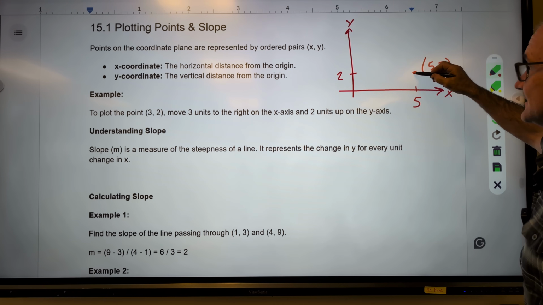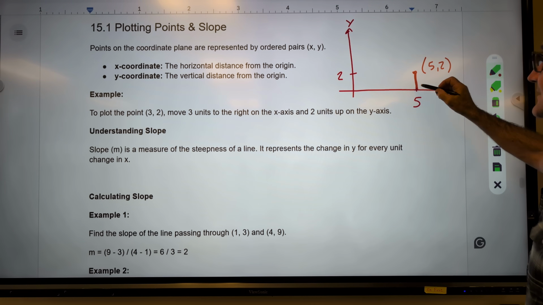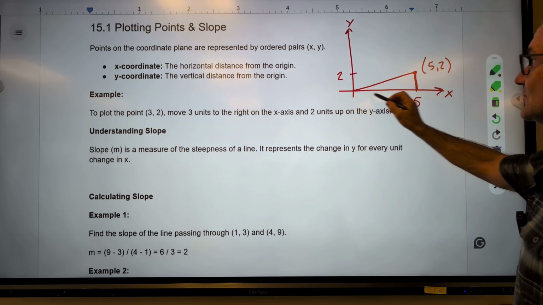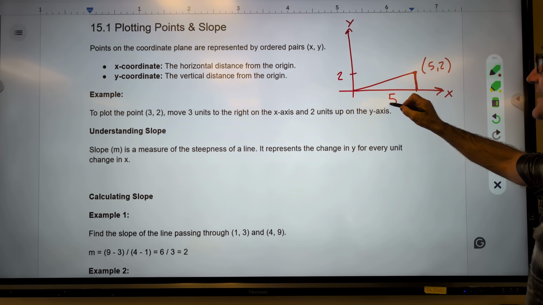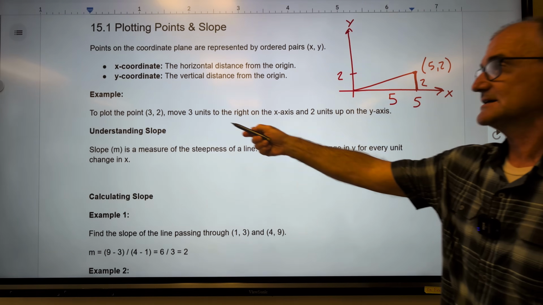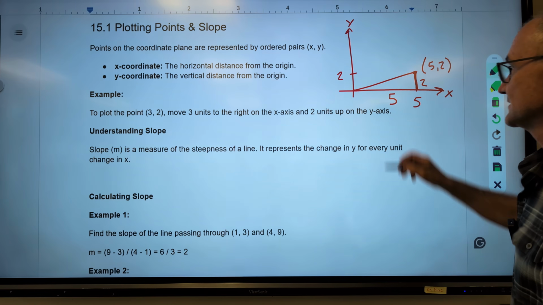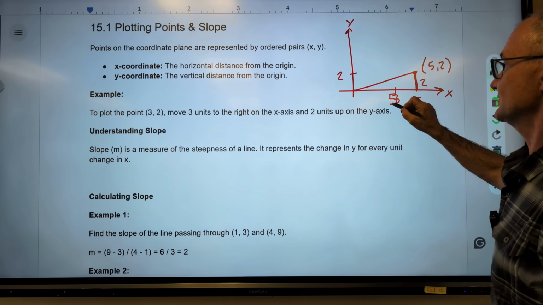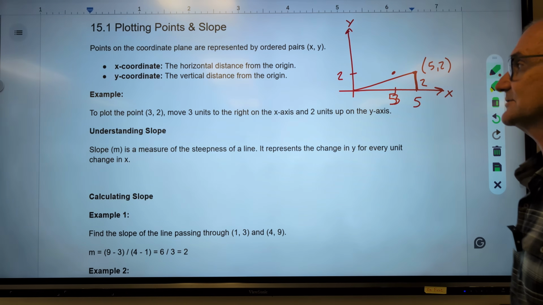What I am saying here is this is actually a triangle, and it has a horizontal component of 5 and a vertical component of 2. Okay, so here's an example. Plot the point 3, 2. Well, that would be over here, say 3 up 2. There's a coordinate 3, 2.